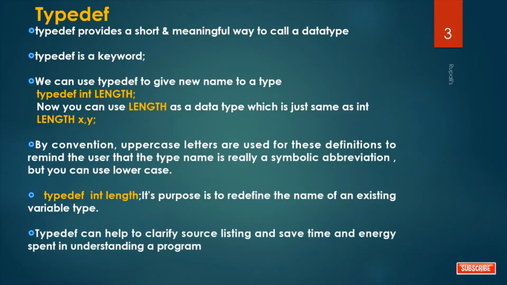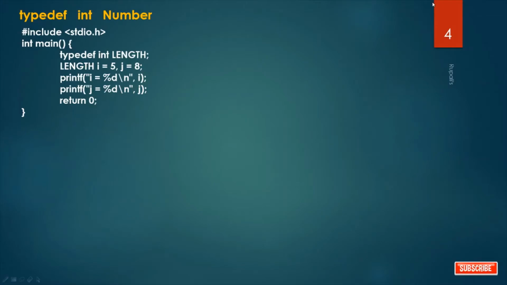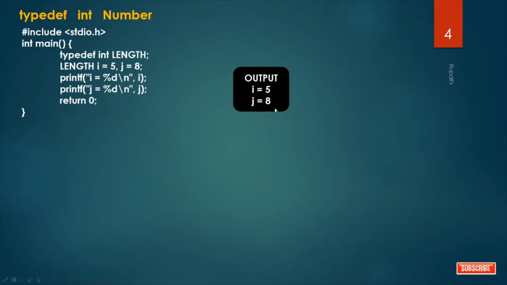Typedef can help to clarify source listing and save time and energy spent in understanding a program. Now some examples of typedef. Typedef with integer number: here I write typedef int length, so the int data type gets a new name, length. When we write length i equals 5 and j equals 8, it means actually int i equals 5 and j equals 8. When I print the values of i and j, it gives the output i equals 5 and j equals 8.